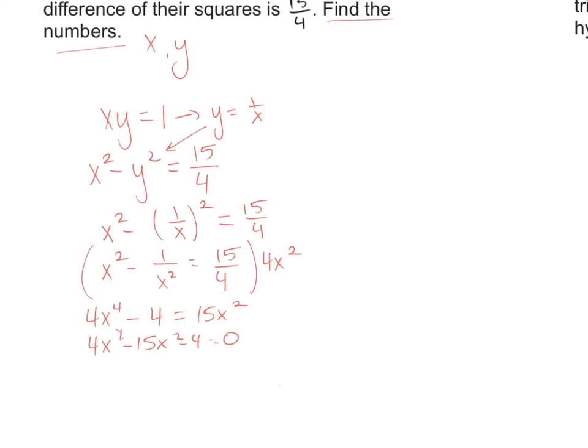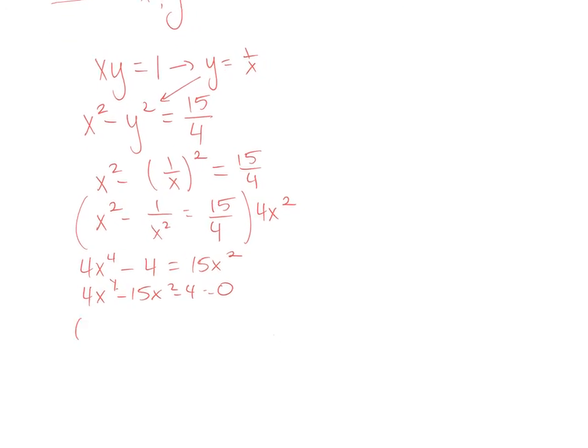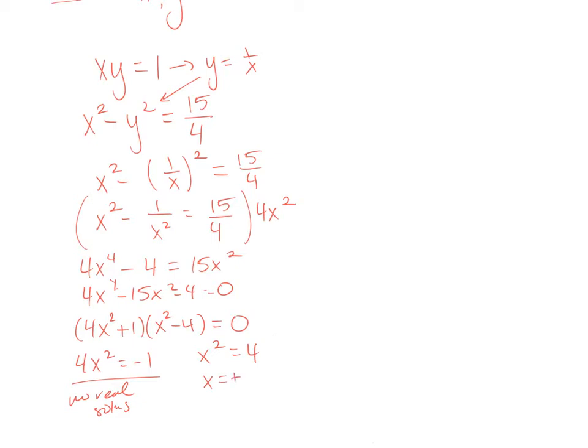And then I'm going to factor this. So I end up getting 4x squared plus 1 times x squared minus 4 equals 0. Okay, so my possibilities are 4x squared equals -1 or x squared equals 4. Again, we only want real solutions, and 4x squared equals -1 is not going to be real, right? Because a quantity squared equals a negative number means we're going to have a complex number. So there are no real solutions from this first equation. So we're only going to solve the second one, so x is equal to plus or minus 2.